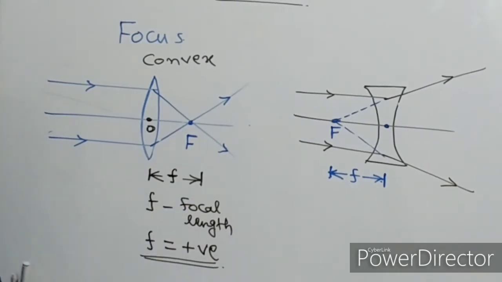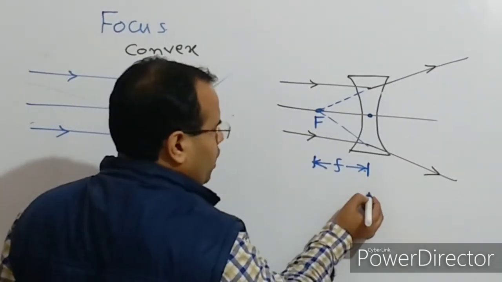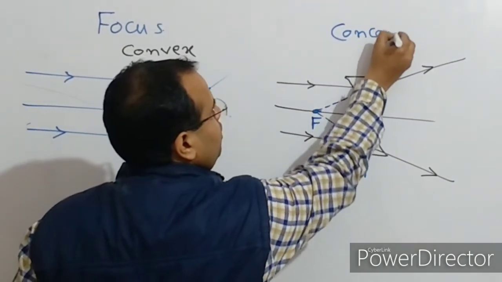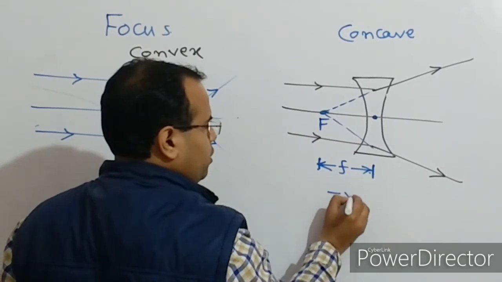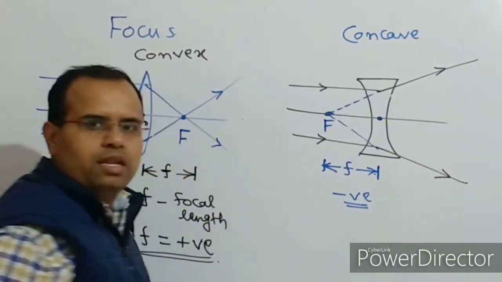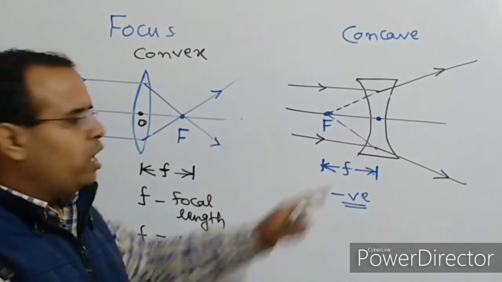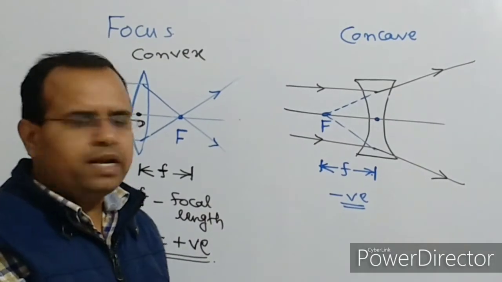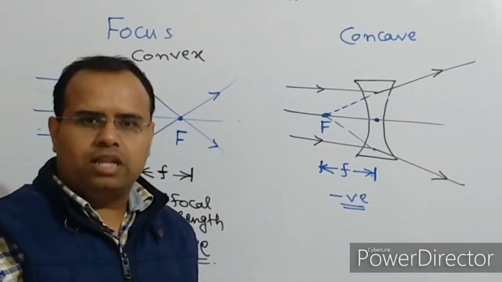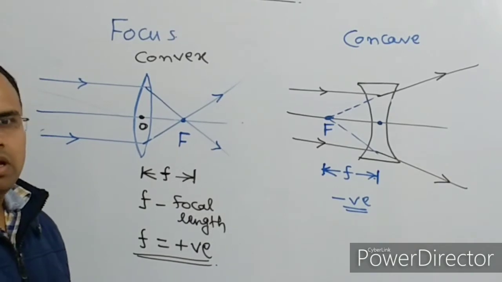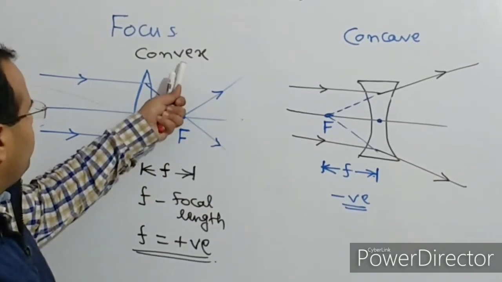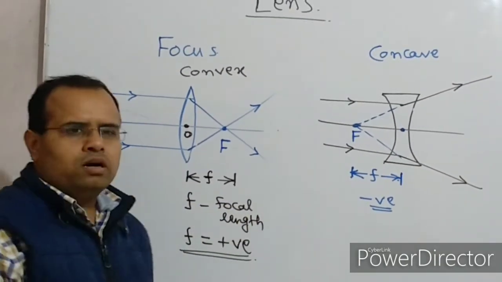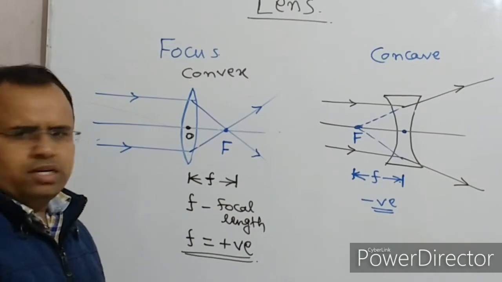Now you can see very easily here that the focal length of the concave lens is negative, because in order to measure it, you have to go towards the left-hand side, in the opposite direction of the incident light. So by the sign convention, it is taken negative. The focal length of a convex lens is positive, and that of a concave lens is negative. This is the very basic definition related to convex and concave lenses.